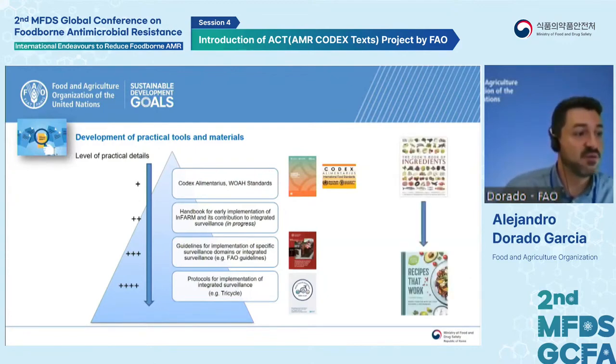Just to make a comparison, if we put it in this pyramid, the Codex guidelines and all the standards that have been developed around the world on surveillance are like the cookbook for ingredients. It's just giving the ingredients on how to do surveillance. And then there is a need for more specific technical level of detail on how to implement this high-level guidance, which is basically the recipes. One thing is the ingredients, and the other thing is how you cook this recipe for doing integrated surveillance in countries.